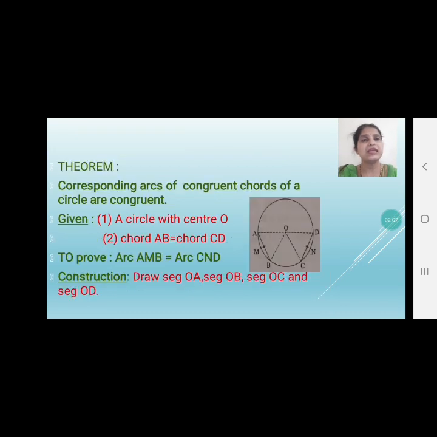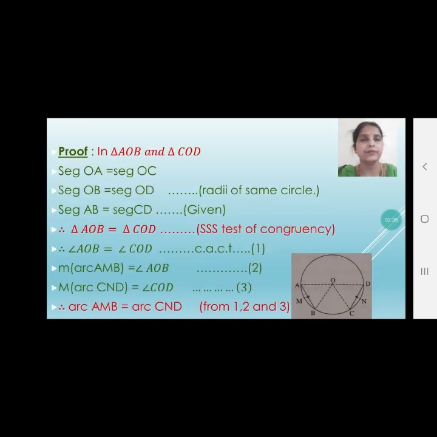Now we go to the next theorem, that is corresponding arcs of congruent chords are congruent. A circle with center O is given to us and chord AB is equal to chord CD. This is given to us. We have to prove that measure arc AMB is equal to measure arc CND. Construction we have to do. We have to draw OA, OB, OC and OD.